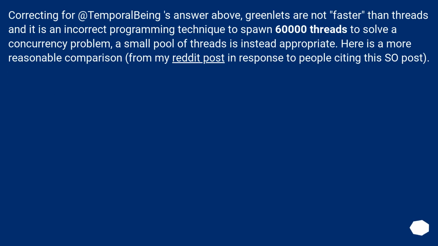Correcting for a previous answer above, greenlets are not faster than threads, and it is an incorrect programming technique to spawn 60,000 threads to solve a concurrency problem. A small pool of threads is instead appropriate. Here is a more reasonable comparison, from my Reddit post in response to people citing this SO post.